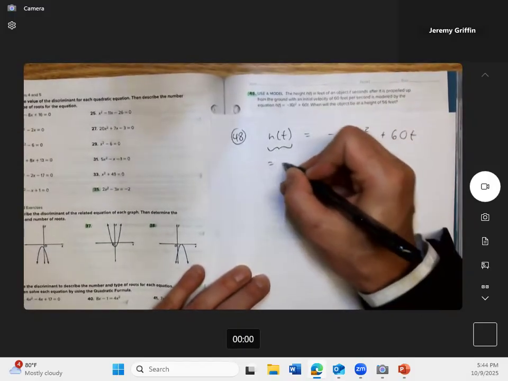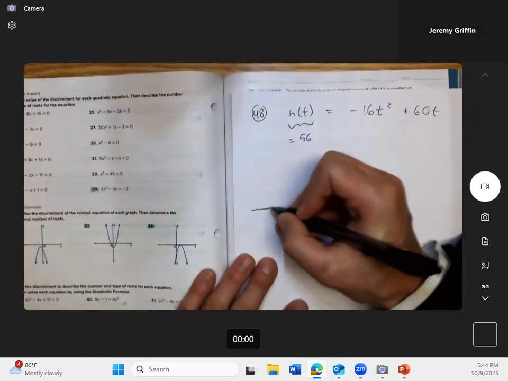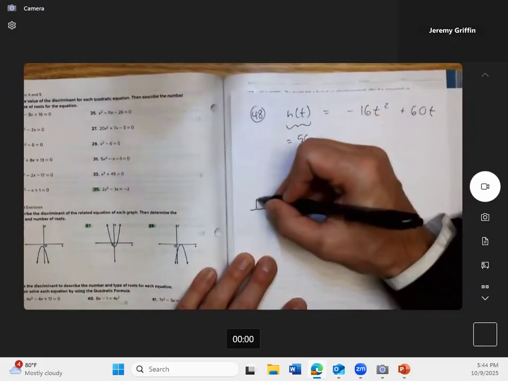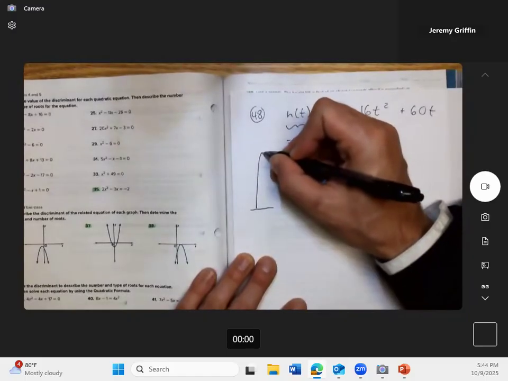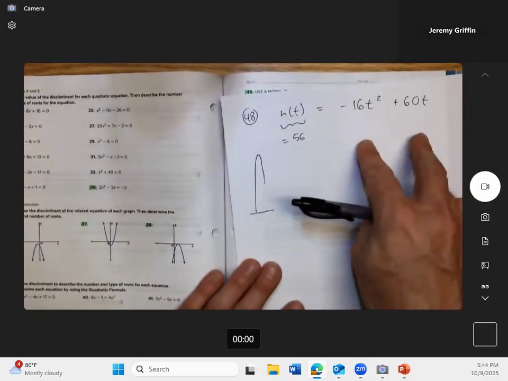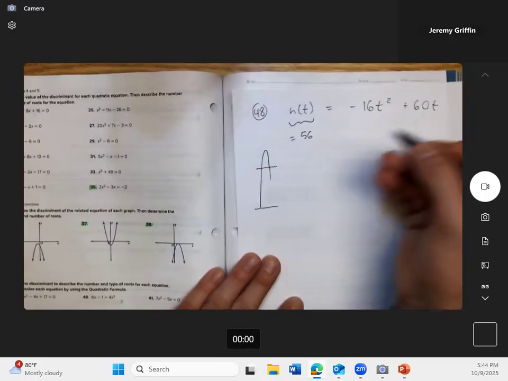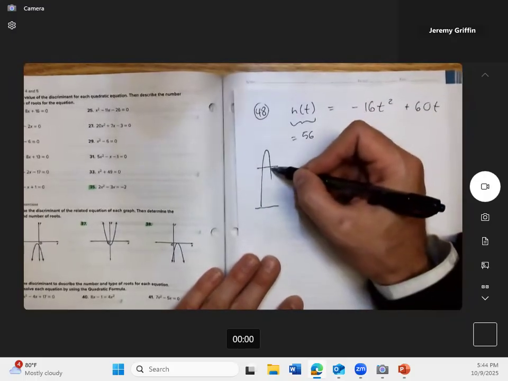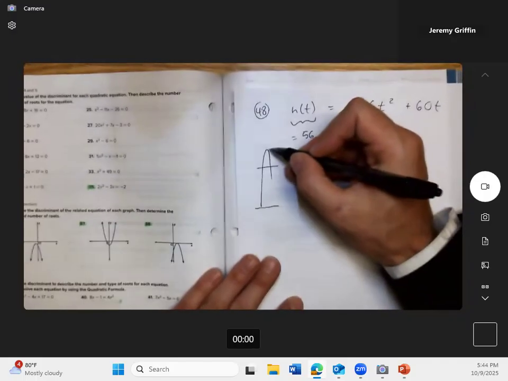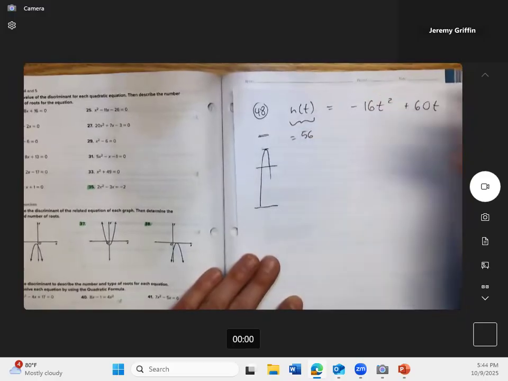Ooh, so we're taking this equal to 56 feet. Right? And see if I draw a picture, it could look like this. Right? And it blasts up at 60 feet per second. Okay, and eventually maybe it comes back down. Now, if I get two real solutions to this, that means it would have surpassed 56 feet, but it also comes back down and crosses 56 feet the other way. If I get one real solution, that means it just barely reaches 56 feet. And if I get no real solutions, that means it never reaches 56 feet.